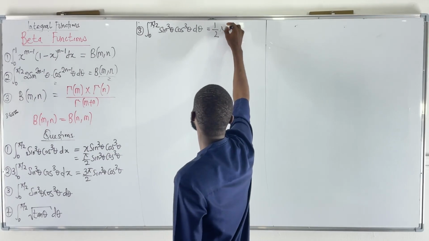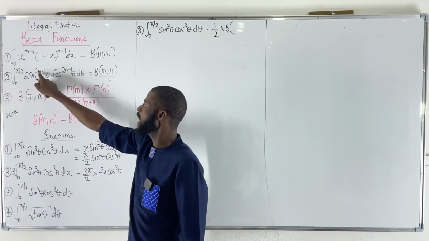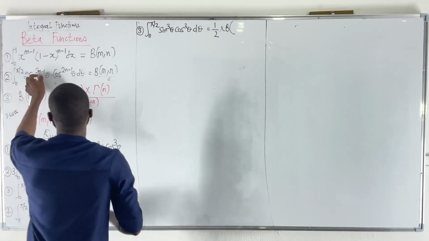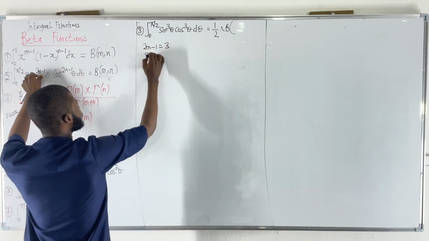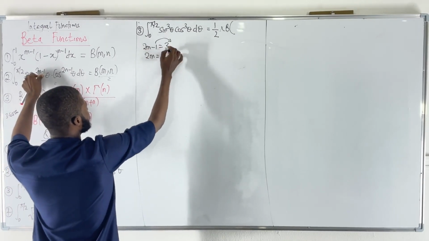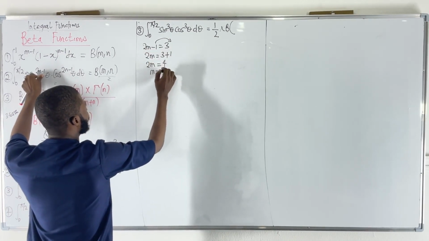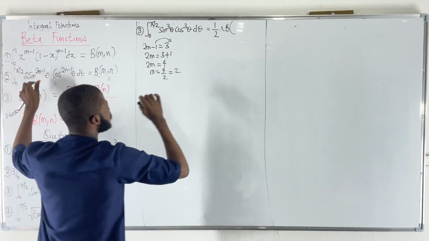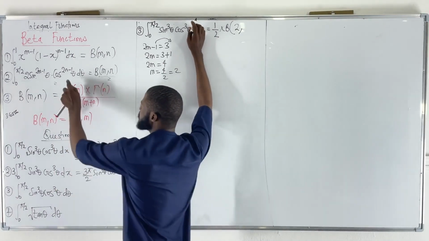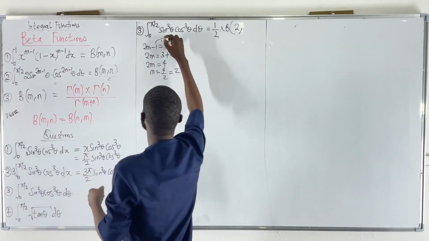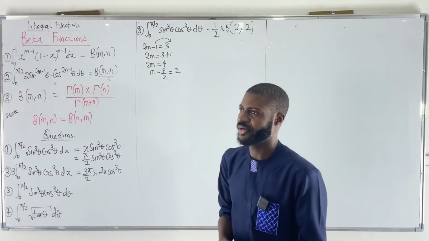So I'm going to say half times the beta of, now here's the problem. This time around, this is 2m minus 1. So 2m minus 1 will be equal to this very 3 here. If 2m minus 1 is equal to 3, that means 2m is equal to 3 plus 1, so 2m equals 4. That means m would be 4 over 2, which is 2. So this is 2, comma. If you notice, this is also 3, so if you say 2n minus 1 equals 3, you still have the same answer, 2. So sometimes you just have to be very careful.